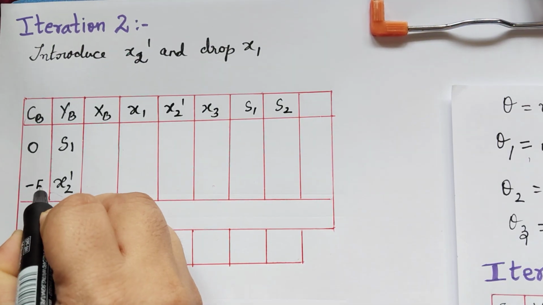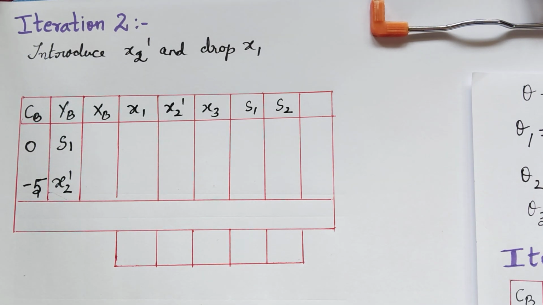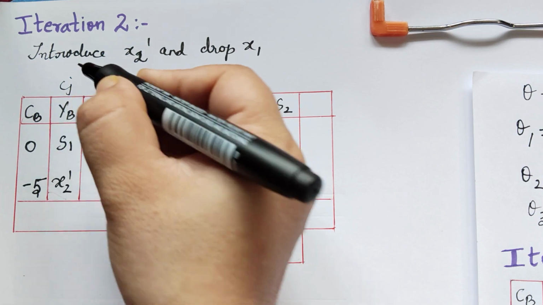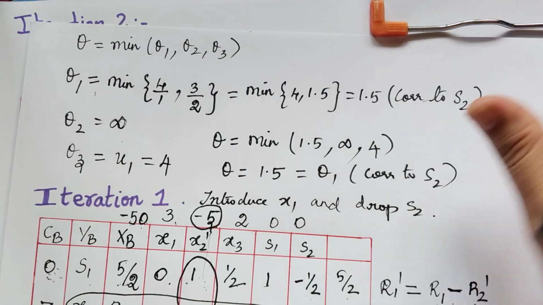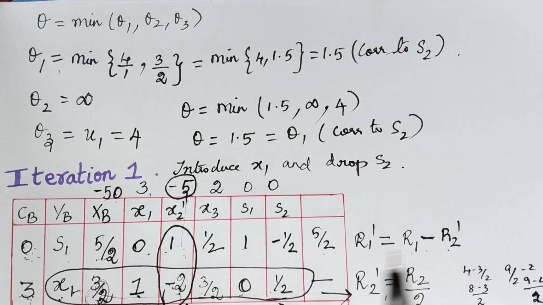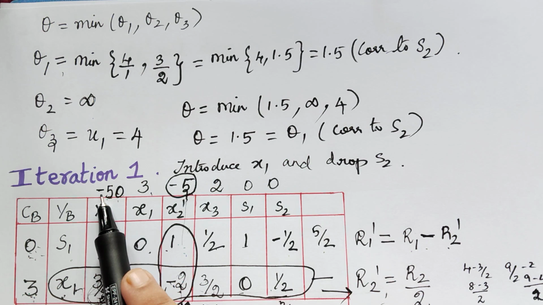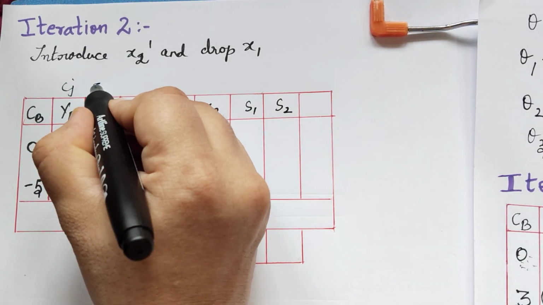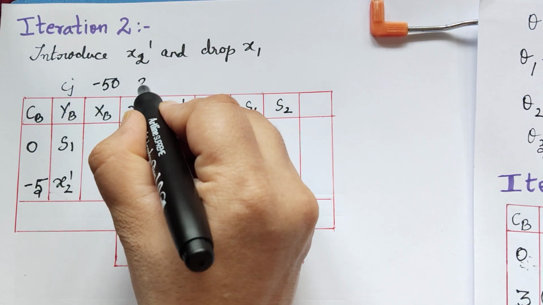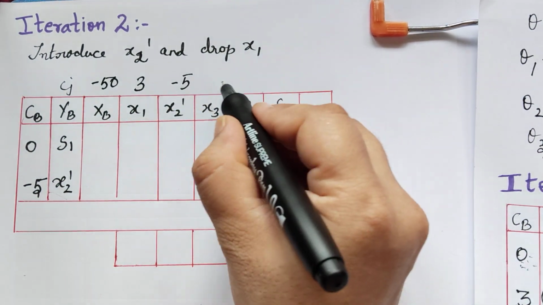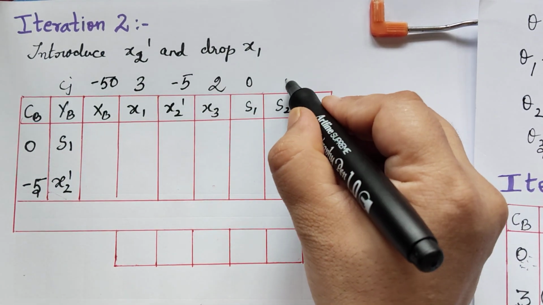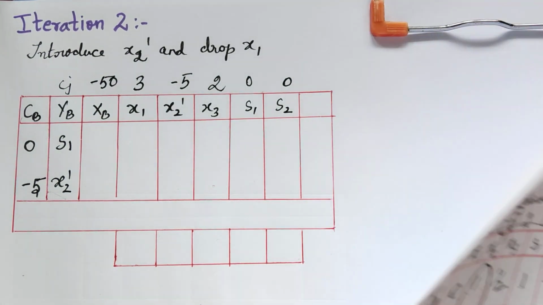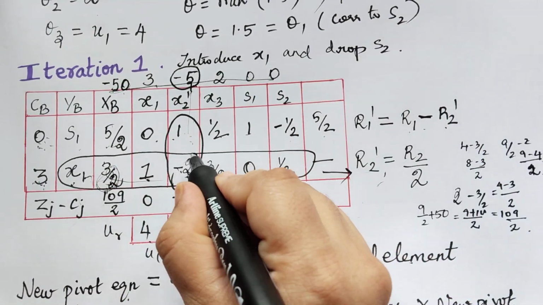So minus 5. Okay, and since we are performing operations, the Cj values we can write as they are from the previous table. If we update only, we need to change here, but since here it is the same, that one we will write as it is. So minus 50 and then 3 minus 5 2 0 0. So this is fine. Now next we have to calculate, the pivotal element over here is minus 2.